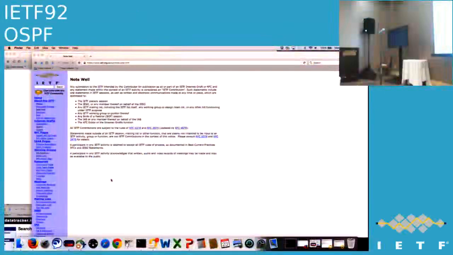Considering opening it up. Here's the Note Well. Since this is the first session of IETF 92, I think it's important that I get this up and you know that if you know about any IPR, you're obligated to disclose it. This goes into the detail.